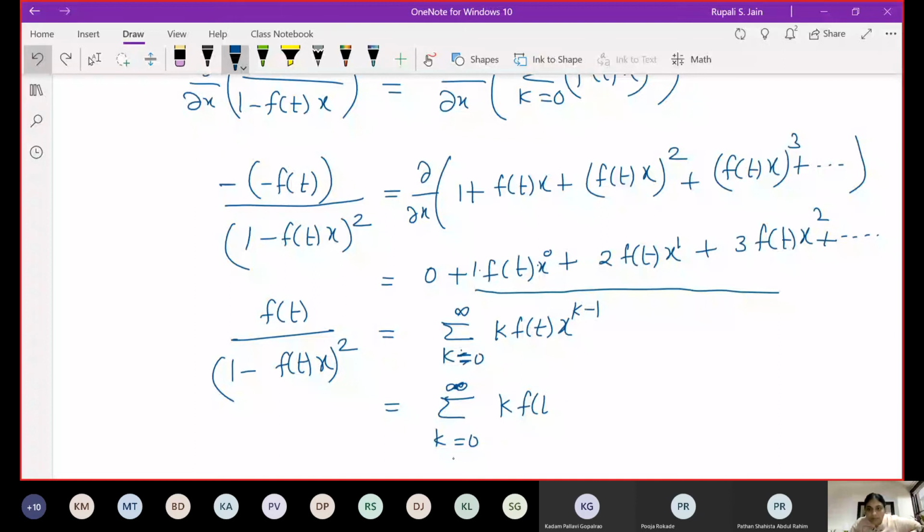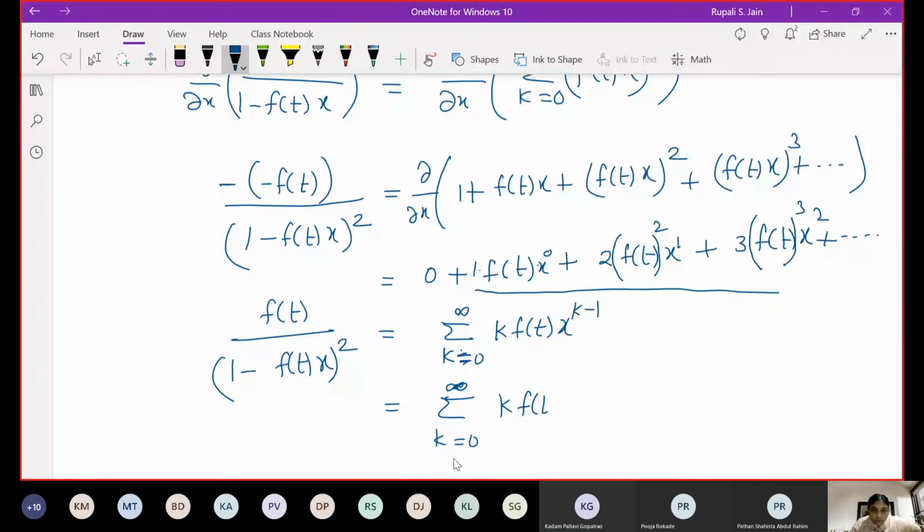So here a mistake was made, right? Nobody pointed it out. What is this? Here f of t, x raised to 0. Here what is this? f of t bracket square into x square. So f of t bracket square will be as it is, into 2 times x derivative. Here it will be f of t bracket cube times x square. Next term will be 4 times f of t raised to 4 times x cube, and so on.